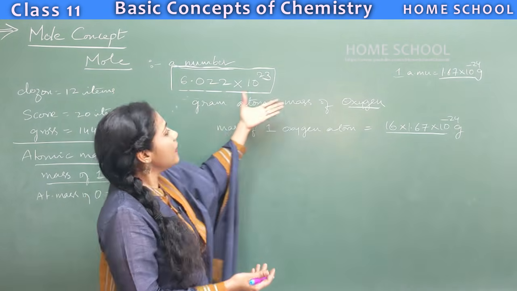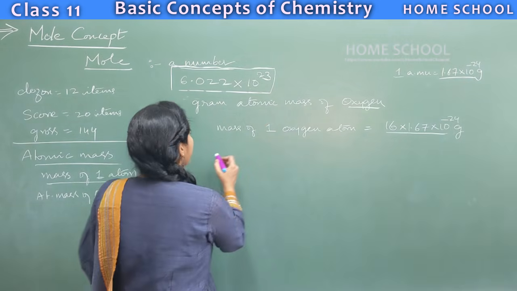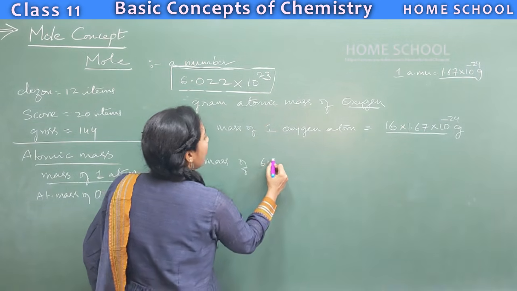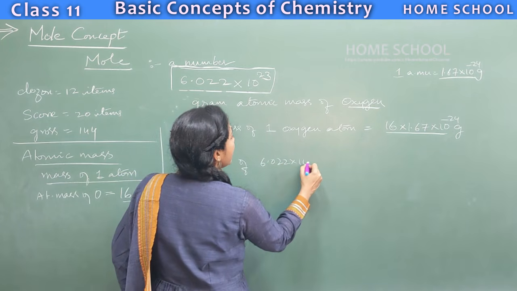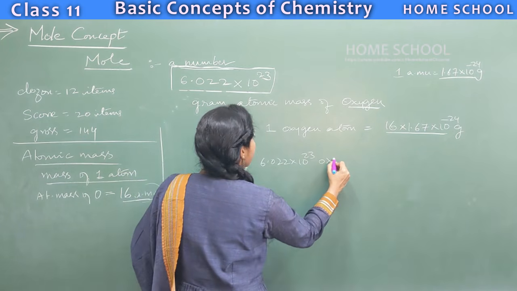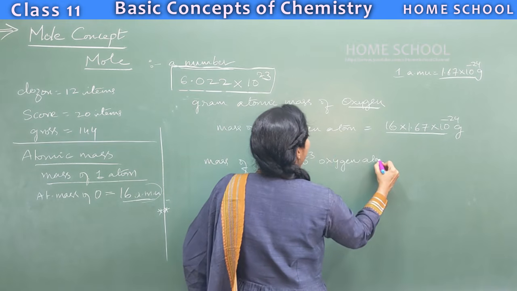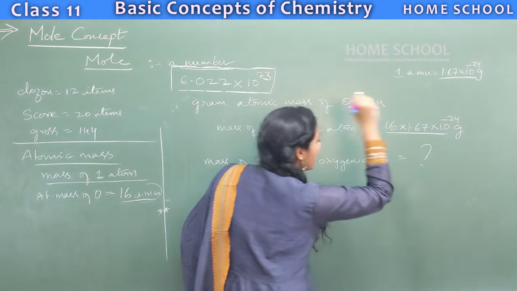And gram atomic mass of oxygen means what? It means mass of 6.022 into 10 power 23 oxygen atoms. 10 power 23 oxygen atoms is how many?